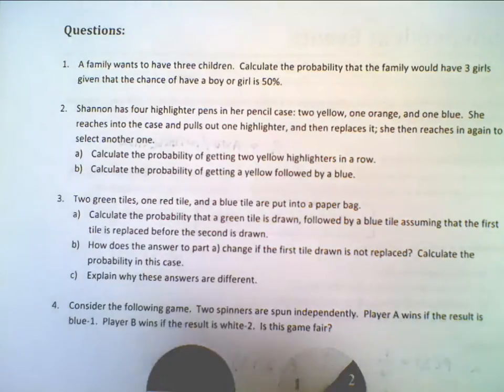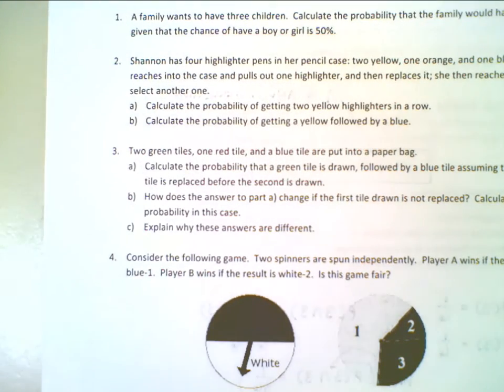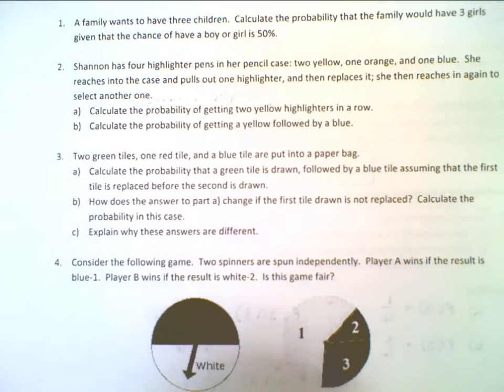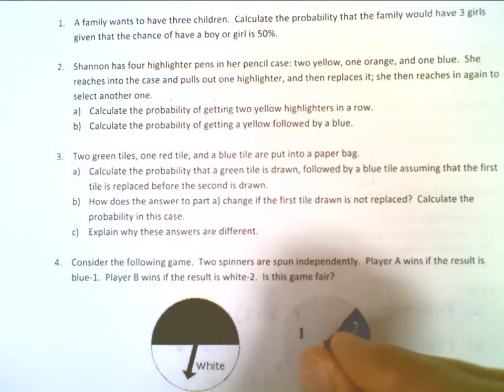Okay. In this case here, Shannon has 4 highlighter pens in her pencil case, 2 yellow, 1 orange, and 1 blue. Calculate the probability of getting 2 yellow highlighters in a row, and calculate the probability of getting a yellow followed by a blue. For the first one, when it says 2 yellow highlighters in a row, it's very important that she reaches in, selects one. Oh, look, it might be yellow. Puts it back, shakes the bag, pulls it back out. It's very important to understand that when we're talking about these independent events, in this case, we're talking about when there's replacement. Okay?